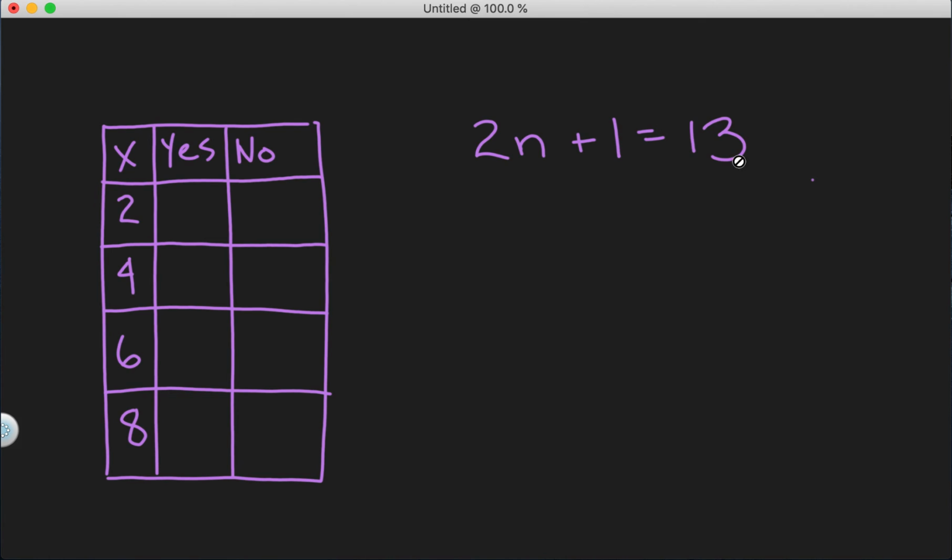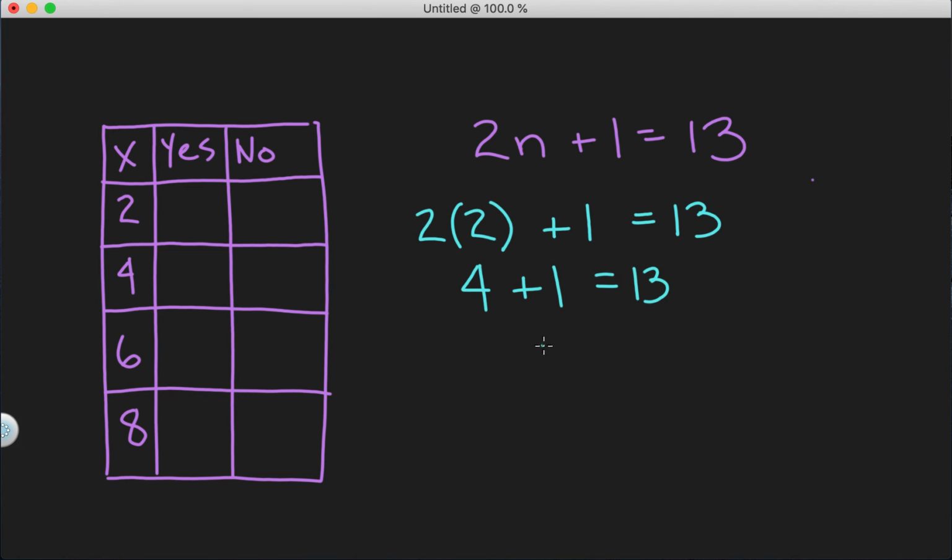Now, you might get more complicated ones. This is actually an example of a two-step equation, but you can always plug values in to see whether they're the solution. So we try 2n plus 1 equals 13. First value to try is the 2. We get 2 times 2 is 4 plus 1 equals 13. 4 plus 1 is 5 equals 13. That is not correct. So we put my check mark on the no.